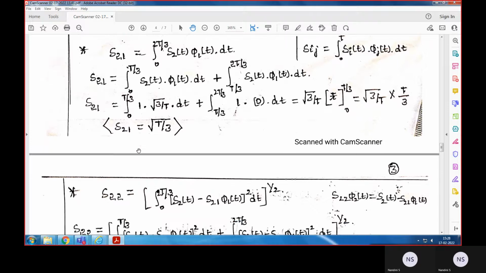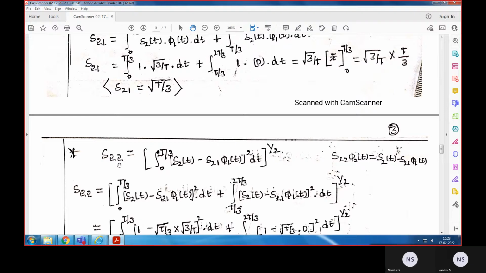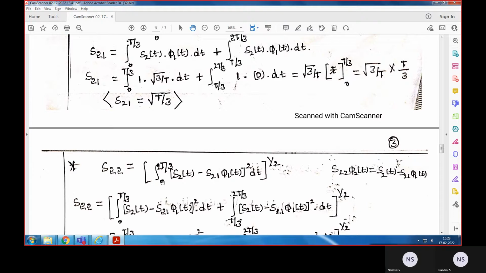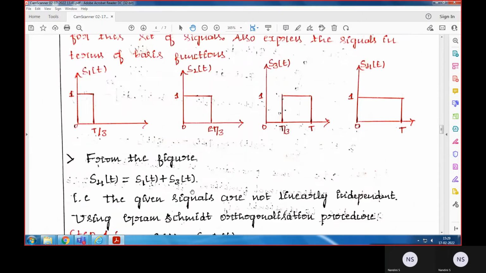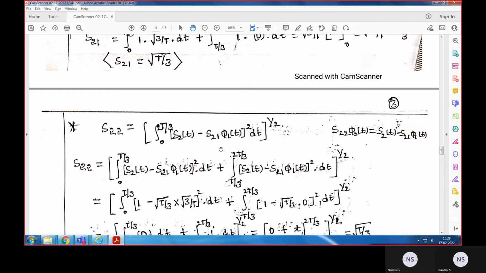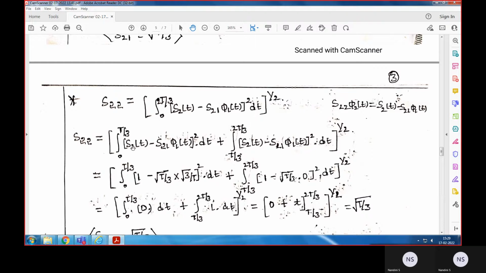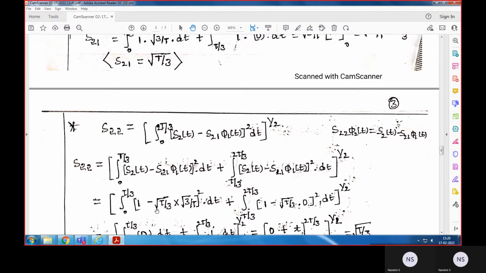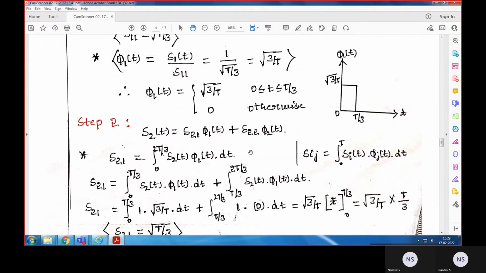So in step 2, we have calculated the first coefficient. The second coefficient is S22, and the formula to calculate the coefficient S22 is the integration from 0 to T of (S2(t) minus S21 into φ1(t)) whole squared dt, under the root. Here the limits are 0 to T according to the formula, but from the given signal the duration is 0 to 2T/3, and we are doing the same here. We are splitting this duration into 0 to T/3 and T/3 to 2T/3.